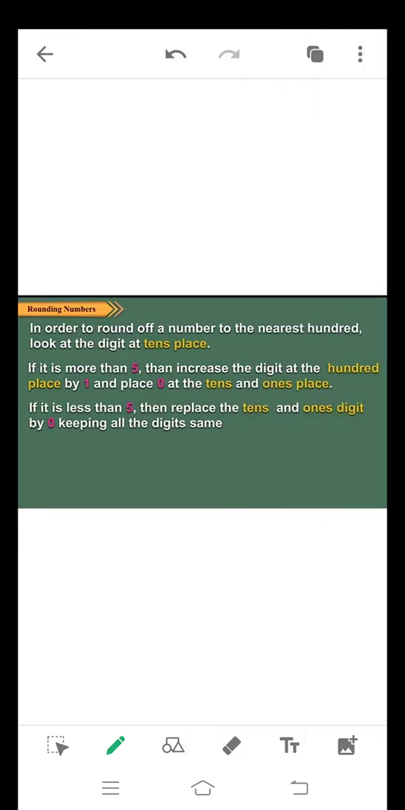Now see how to round off to the nearest 100. In order to round off a number to the nearest 100, look at the digit at tens place. जब हम nearest 100 round off करते हैं तो हम tens place को देखते हैं. If it is more than or equal to 5, then increase the digit at the hundreds place by 1 and place 0 at the tens and ones place.